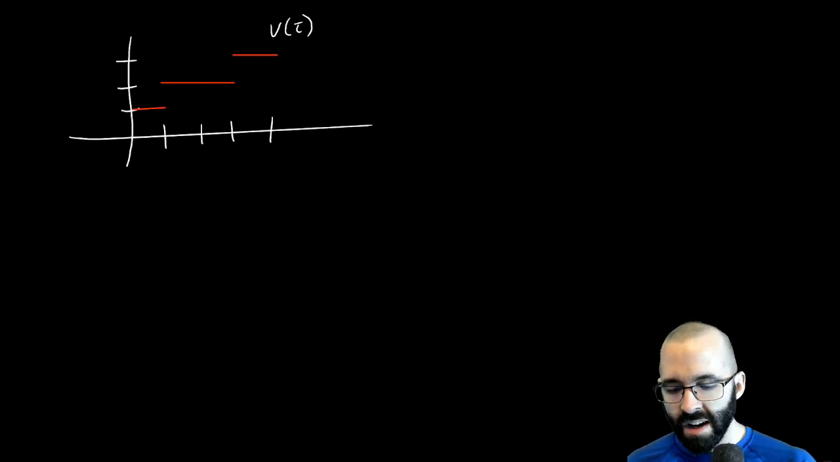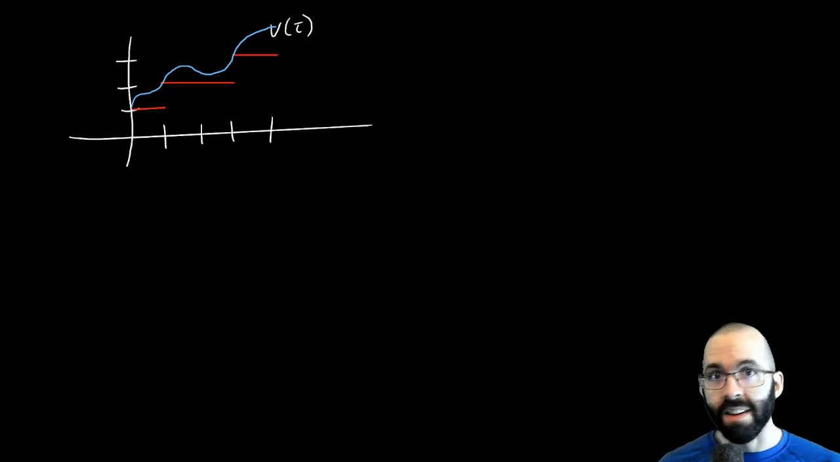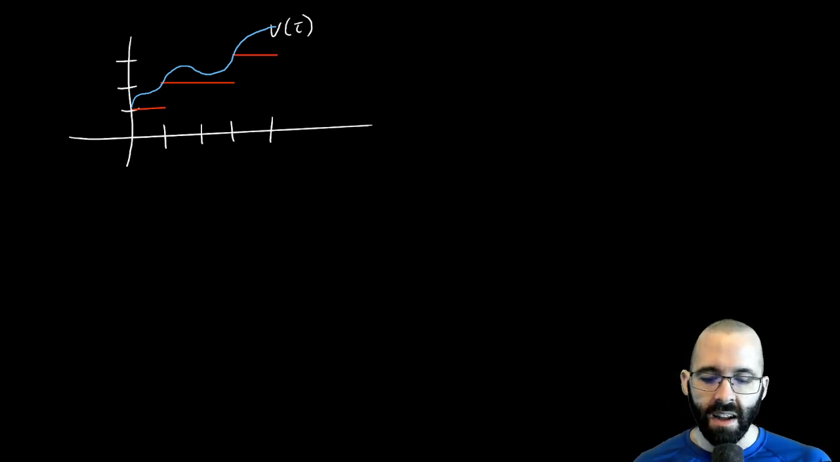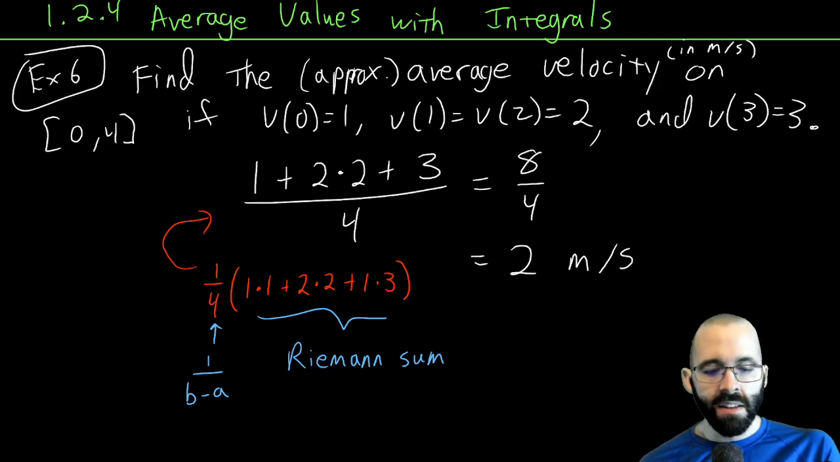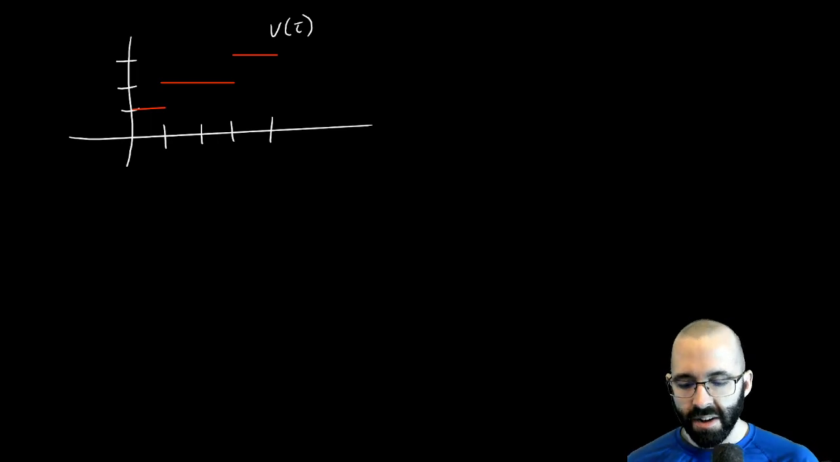Well, maybe the velocity is not so simple. Maybe the velocity was actually something like this. Then the average velocity becomes more complicated. We could approximate it better with more rectangles, or we could use the definite integral, because area for positive functions is just the definite integral. So just like we did in this example, the average of anything, just sum it all up and divide by how many things there are. Well, when we take things to infinity, this is what we get.